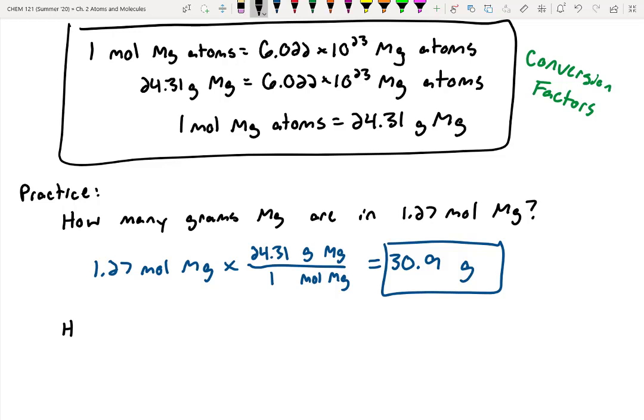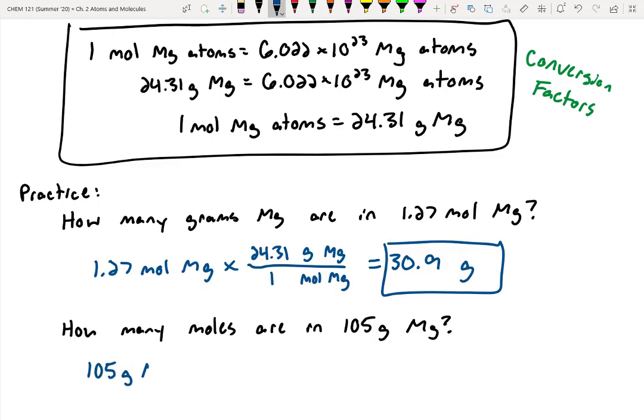All right, let's do another one. How many moles are in 105 grams of magnesium? Okay, so again, I'm going to start out with what I know. I have 105 grams of magnesium.